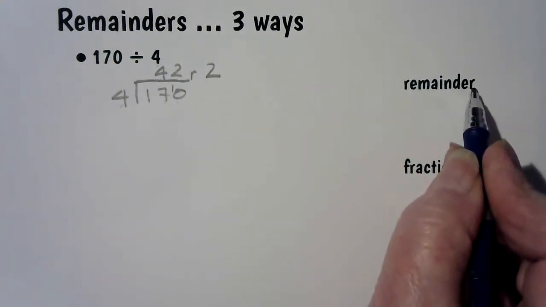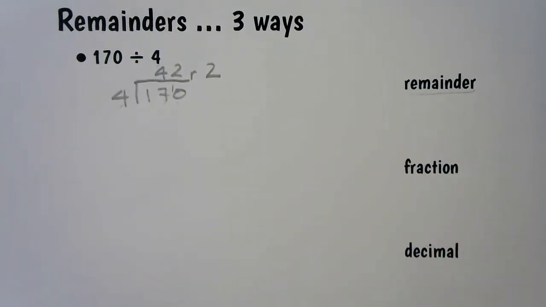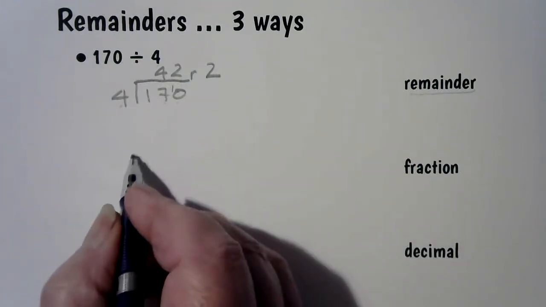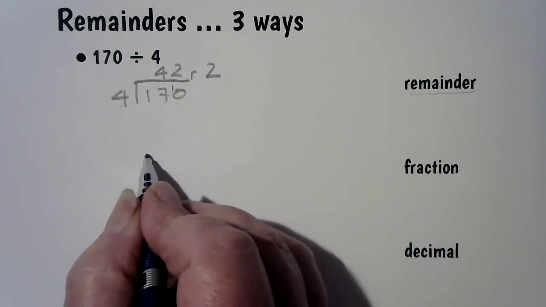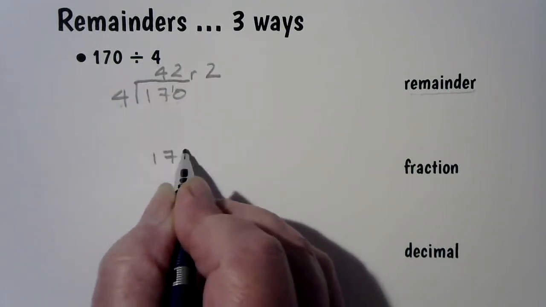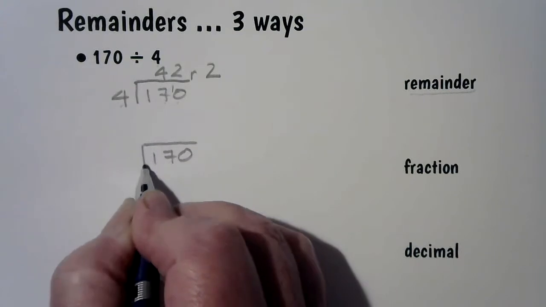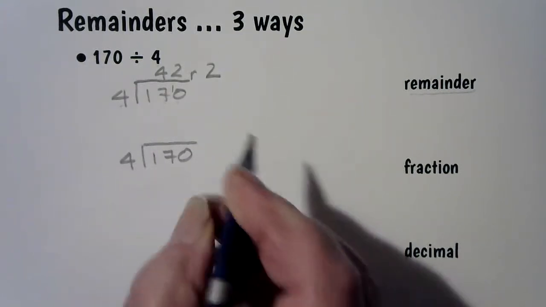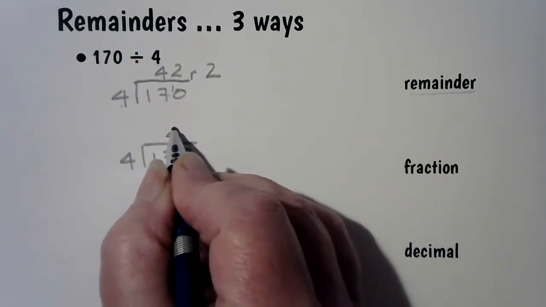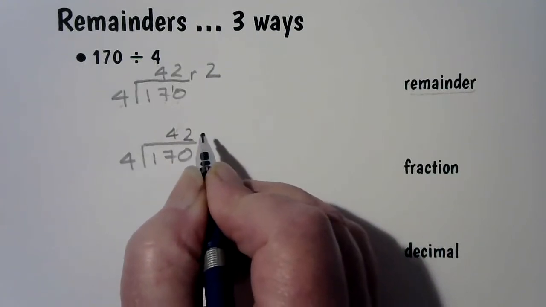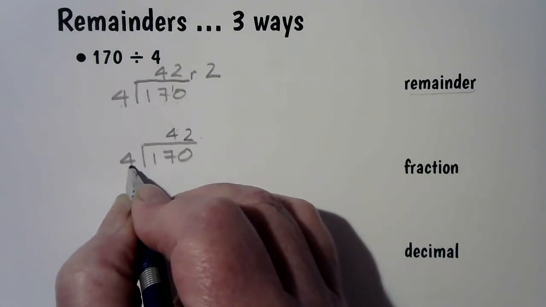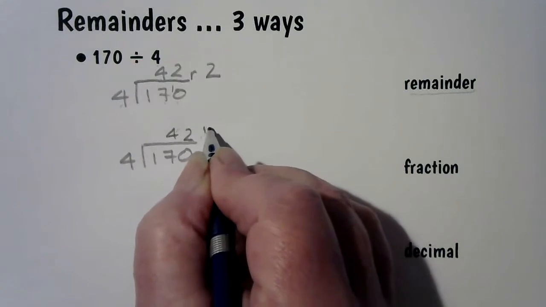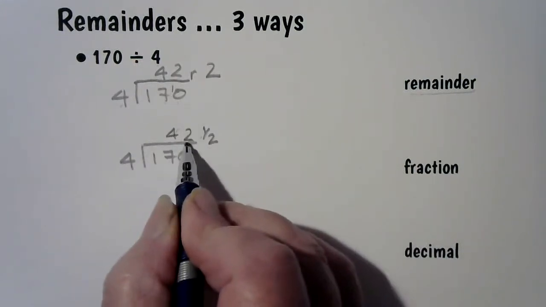So that's leaving just a remainder. Now, if I want to write the answer as a fraction, I do exactly the same. 170 divided by 4, well, I already know it's 42. And I've got a remainder of 2, and that 2 is divided by 4. So I write it as a fraction. 2 over 4 is the same as 1 over 2. So the answer is 42 and a half.